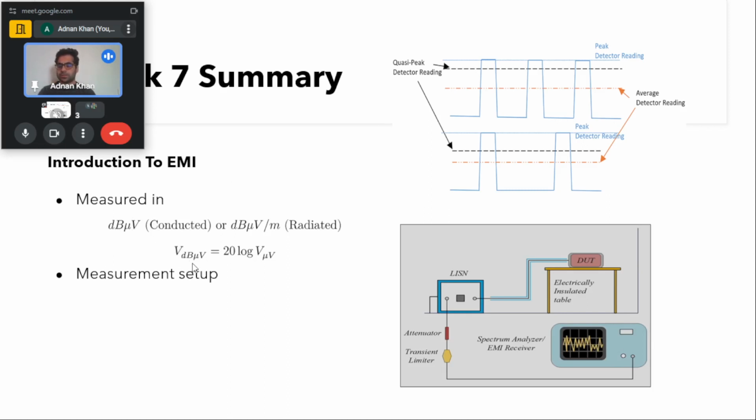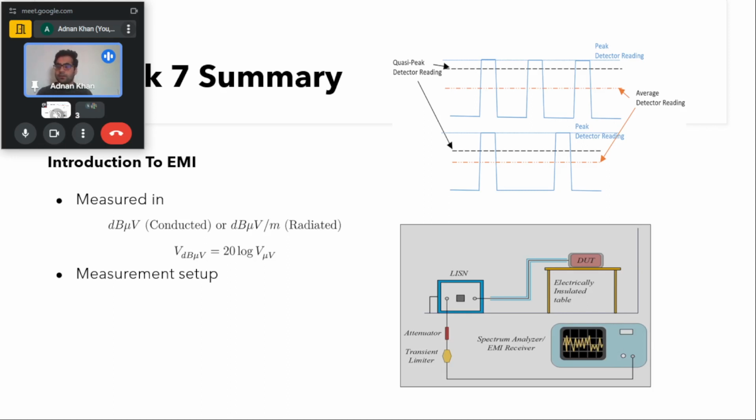And usually this voltage in decibel microvolts is 20 log of whatever the voltage of this EMI is that is being measured, which we will see how it is measured by the setup that we'll see. Then we take the log of that voltage, and we multiply by 20, and this is in the logarithmic scale. We call this unit decibels.